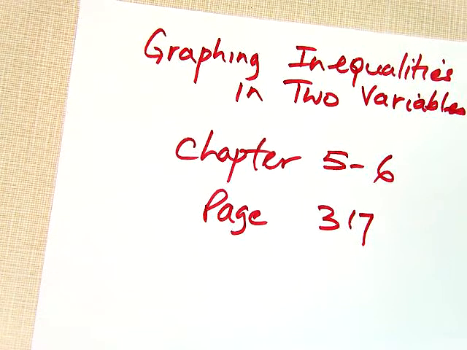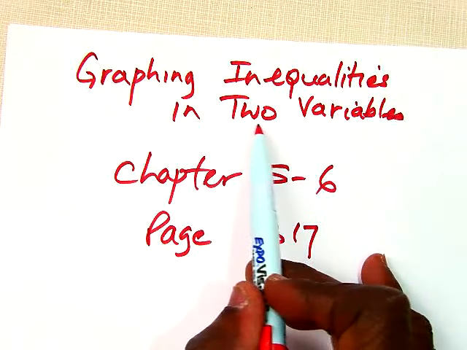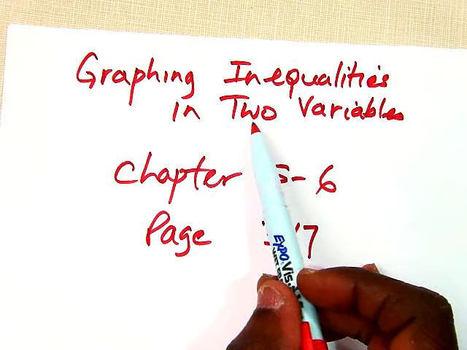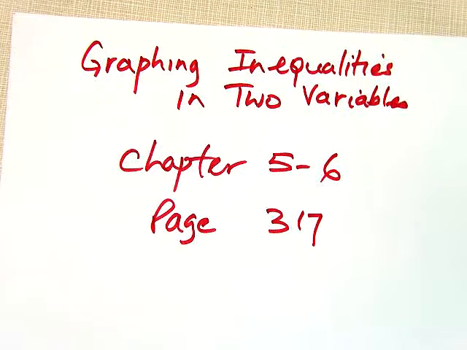Graphing inequalities in two variables. This is chapter 5-6 found on page 317 of your textbook. Our focus today is going to be on graphing with two variables, x and y. But before we get to that, let's do a review of how we would graph inequalities with one variable.